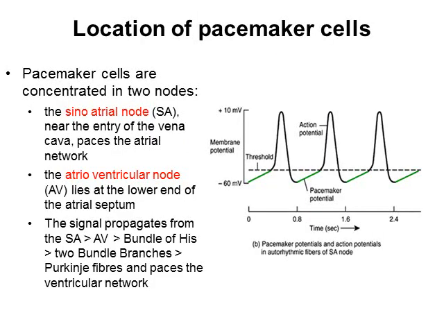The pacemaker is located in two nodes. The first is the sinoatrial node. This is located in the right atria near the entry of the vena cava and paces the atrial network. The atrioventricular node lies at the lower end of the atrial septum, and as I said before, this signal propagates from the sinoatrial node to the atrioventricular node, the bundle of His, bundle branches, finally to the Purkinje fibres, and that paces the ventricular network.